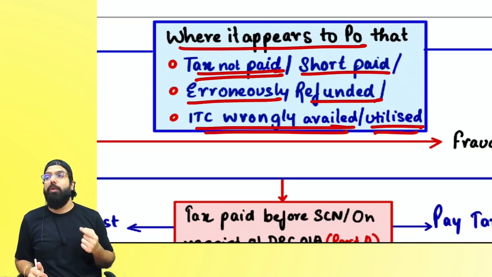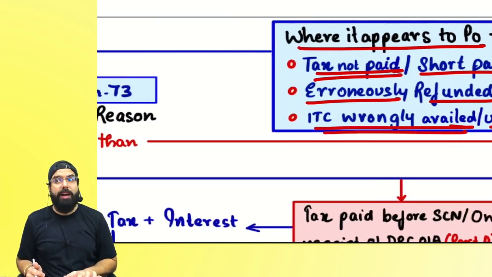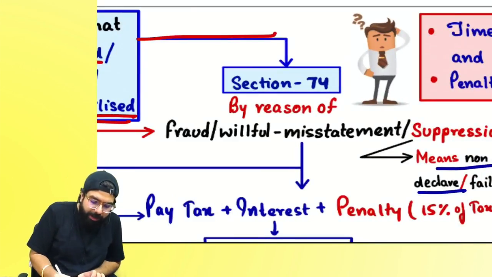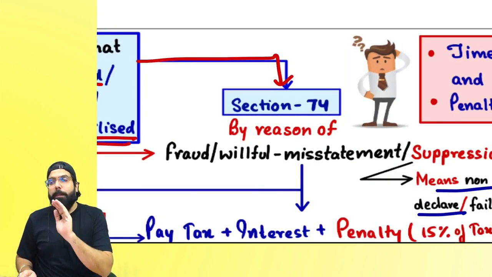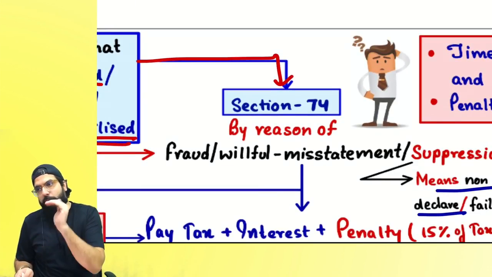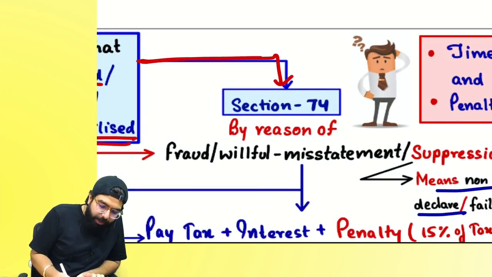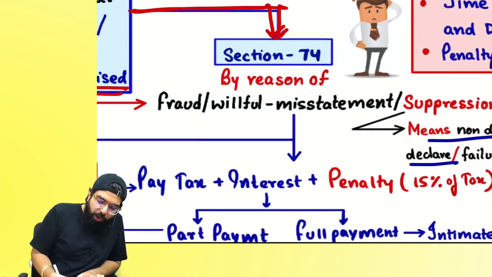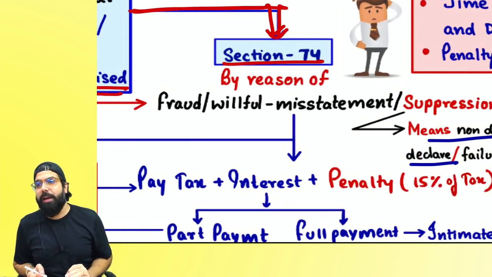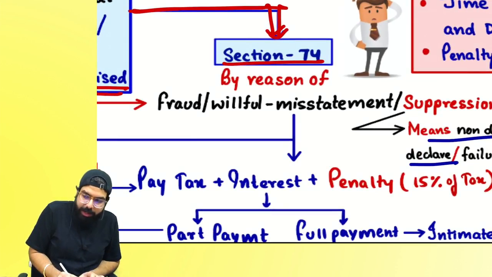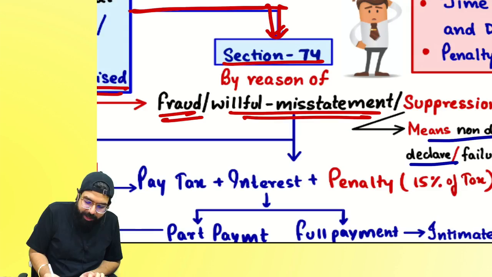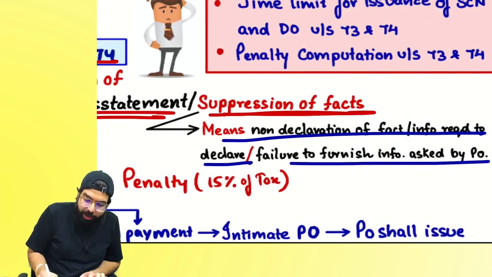Then the officer can say that you have tried to do fraud, then you will come under section number 74. Before starting the proceedings, you also have an option to make the payment. That also we will talk about. Sir, you will come under section number 74. 74 proceedings will be done against you only if the officer has reason that you have done fraud, willful misstatement, or suppression of fact.